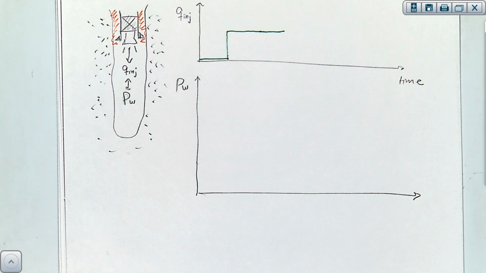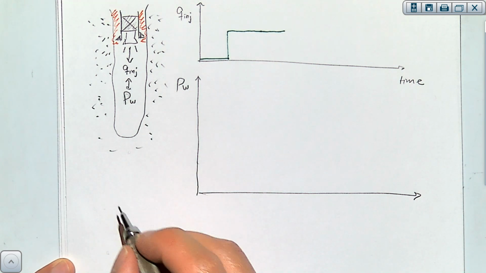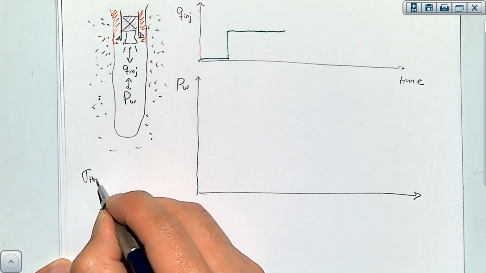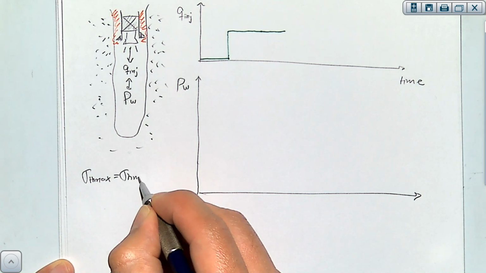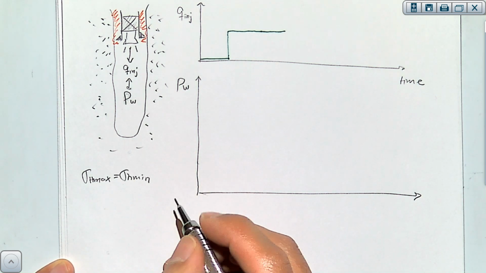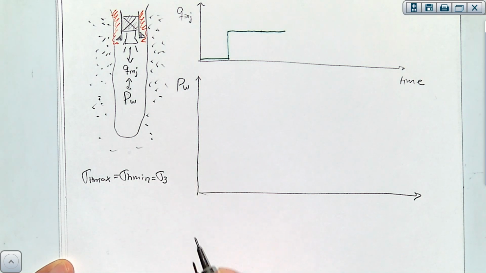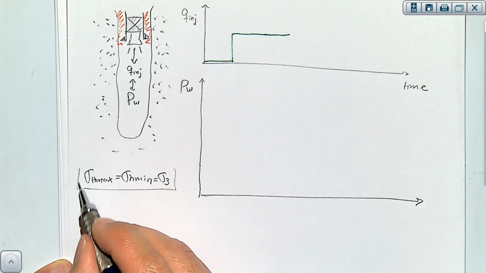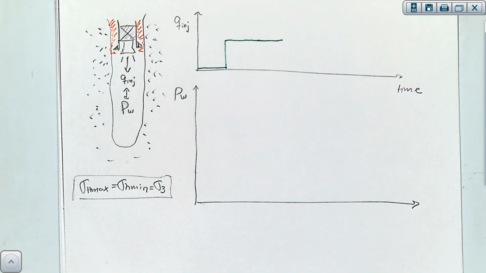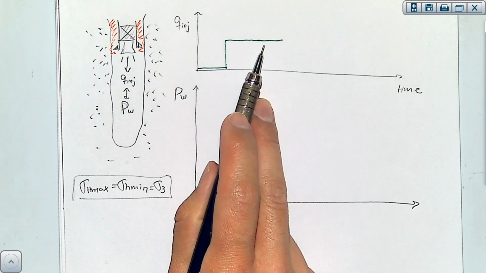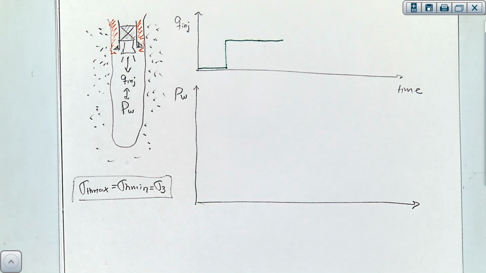Let's do the case for isotropy in which we say sigma H max is equal to sigma H min, and also this is the minimum principal stress. Objective is to see how pressure is going to vary as we are injecting this fluid and we form at the beginning a tensile fracture and later a large hydraulic fracture.